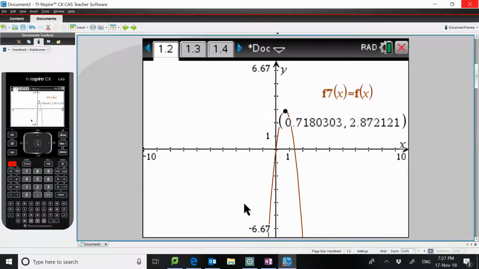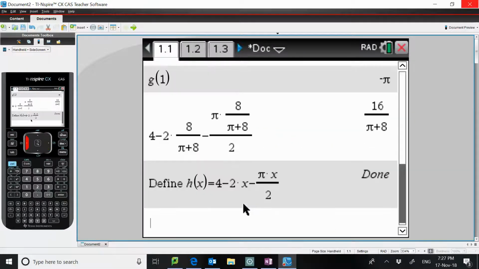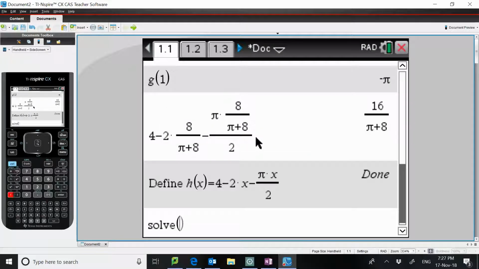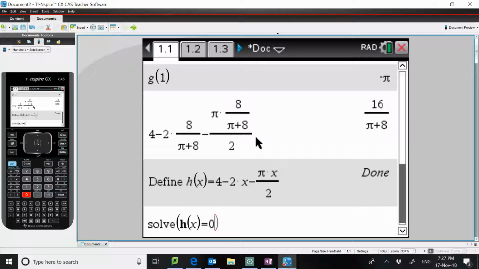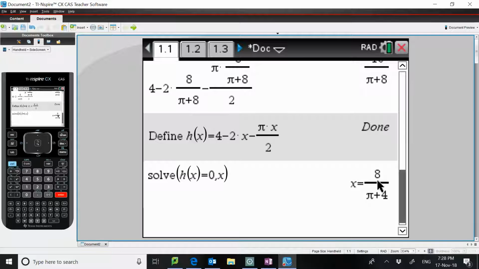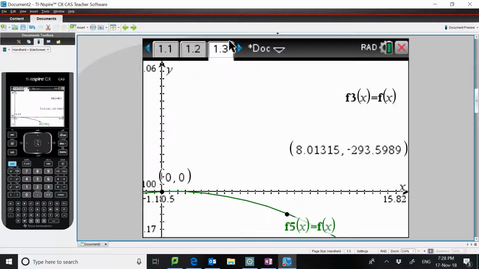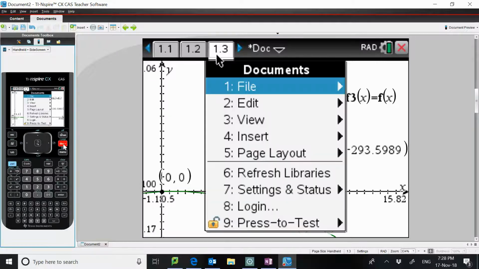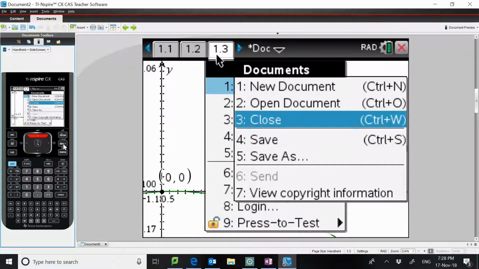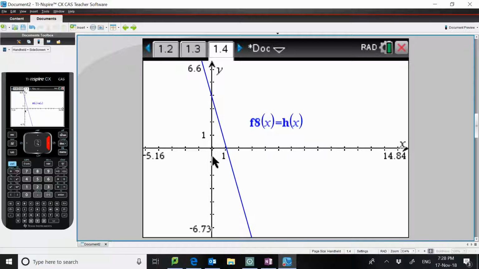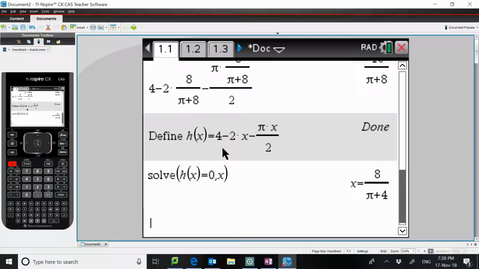Now to find that, that's when height is equal to 0. So you can go back to your calculator, which is over here. Cancel. I want to solve for the x-intercept. So find x when y equals 0. And now you got 8 over pi plus 4. So what that tells me in your graph, I'm just going to delete this. Do another one. Okay. What I just found out is the x-intercept here is 8 over pi plus 4.